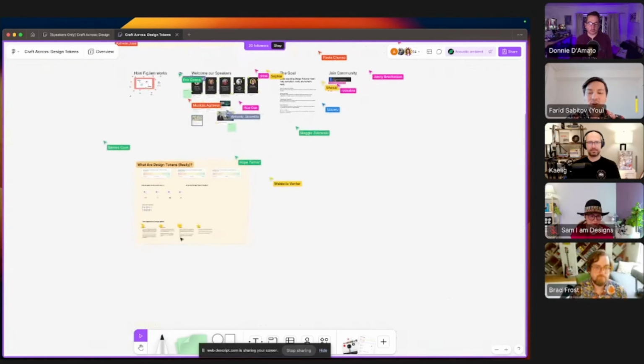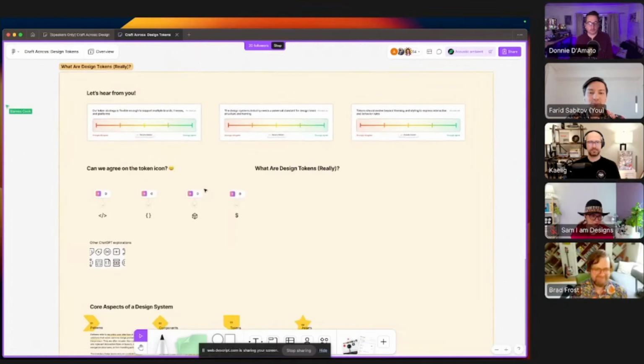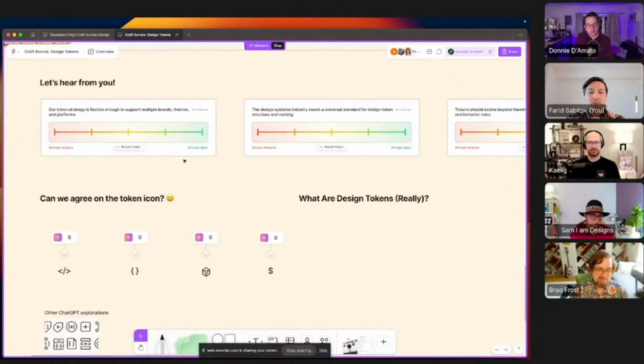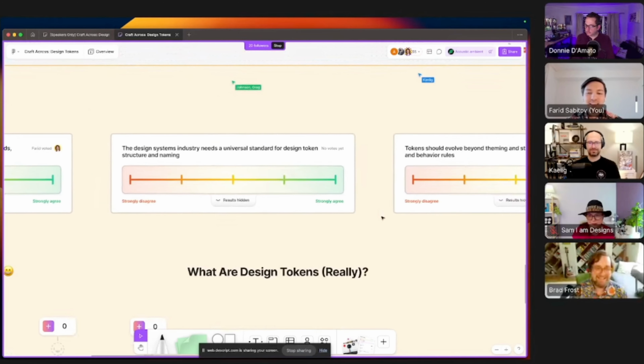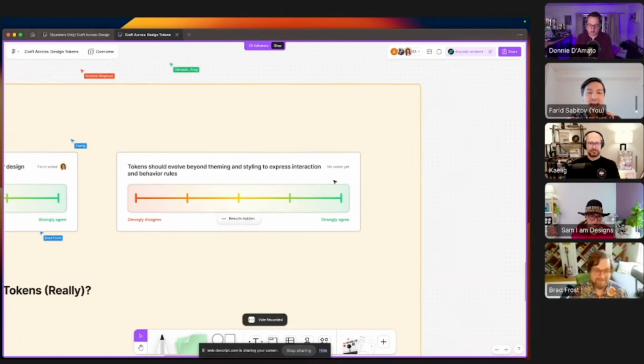And let's get started. So first things first, we would like to hear from you. We have 3 questions here. The way you can vote on that is just by clicking on this alignment scale. The first question is, our token strategy is flexible enough to support multiple brands, themes, and platforms? The design systems industry needs a universal standard for design token structure and naming. That will be interesting to know. And the tokens should evolve beyond theming and styling to express interaction and behavior rules. So I know that people are starting with colors, with spacings, and maybe we will explore to see if there is room for expansion.